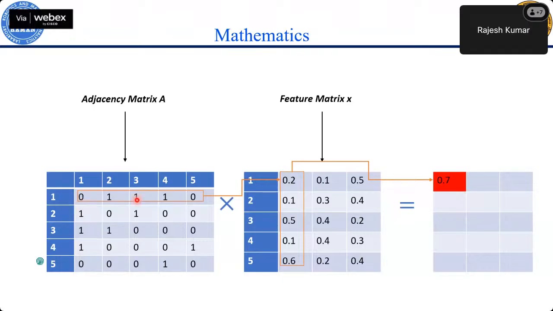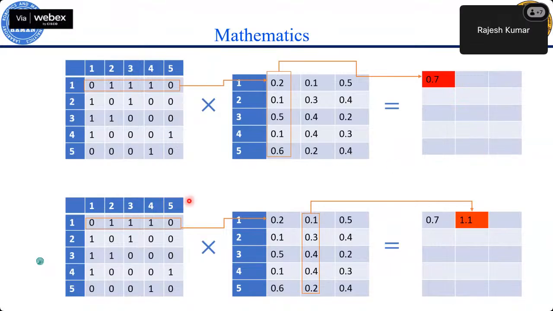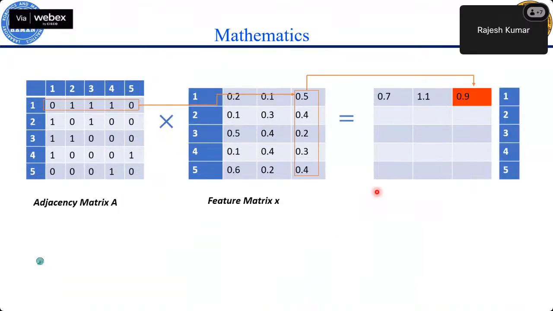Then we go for the second one, then the third one, and that is how we create this A into X. For the first, we take the impact of the first feature, then we go for the impact of the second feature and put it here, and then the impact of the third feature and put it here. That is how the impact on the first node is calculated. That is the impact of other nodes, because adjacency will give an idea about other nodes.